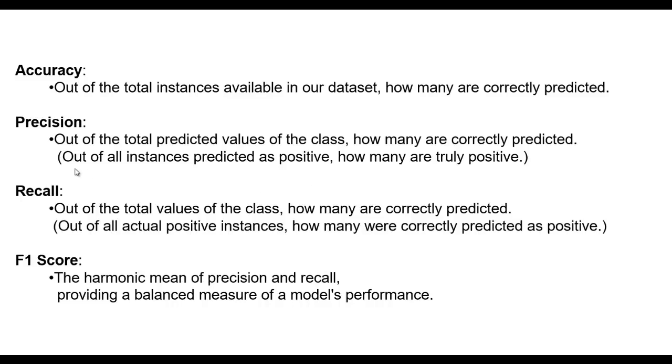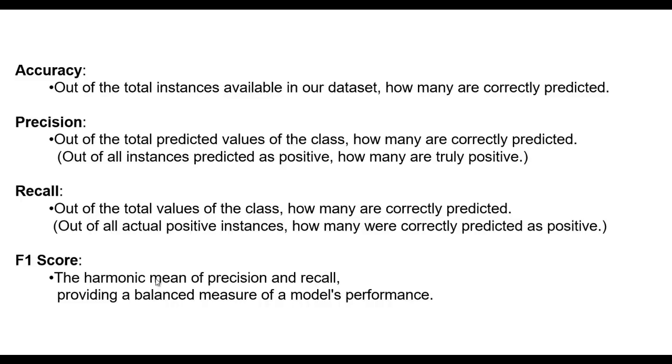So if we consider this, then the precision will be: out of all instances predicted as positive, how many are truly positive. Now, recall. Recall means out of the total values of the class, how many are correctly predicted. Again, if we consider a binary classification scenario, recall is often interpreted in the context of the positive class, right?